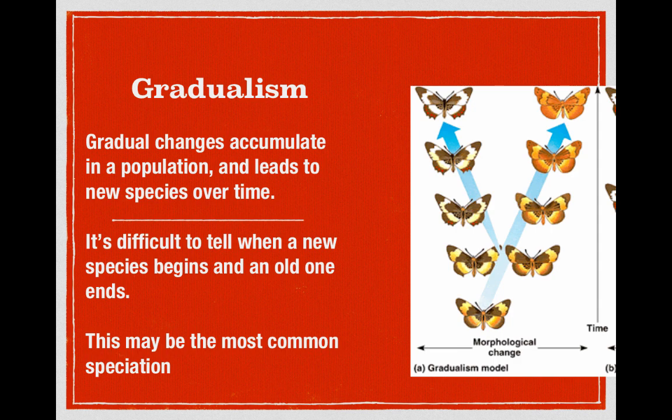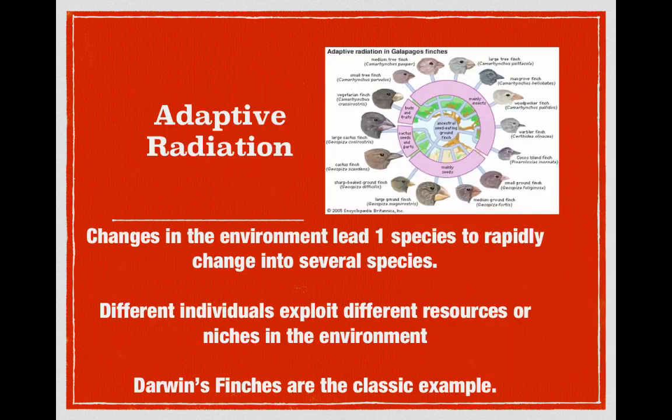And this is where you accumulate small changes that lead to a new species over time. So you look at this butterfly, it has two little offspring and they're slightly different, and over time you accumulate these tiny little changes from one to the next. It's difficult to tell with this when a new species begins and an old one ends, and this is probably the most common type of speciation.